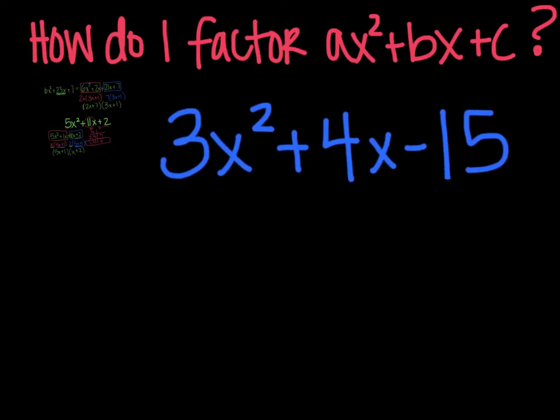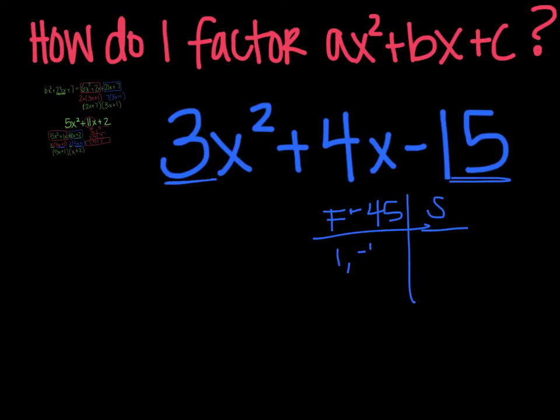So I am looking for a way to break this apart, and I don't know what that is, so I have to find the factors of negative 45 and then find the sum. So factors of negative 45 would be 1 and then negative 45, and that would give me a sum of negative 44. I have 3 and negative 15.